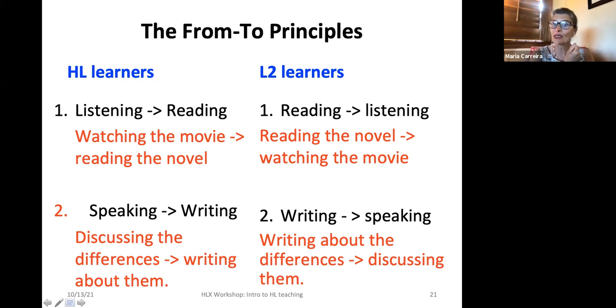So with HL learners, you typically want to go from listening to reading. So you watch the movie, you read the novel. With L2 learners, you want to maybe read the novel or short story and then watch the movie. Same thing goes with speaking and writing, right?